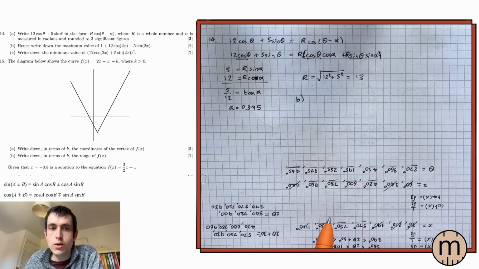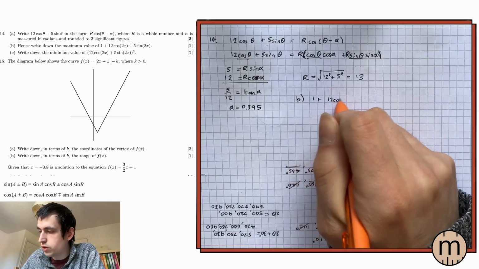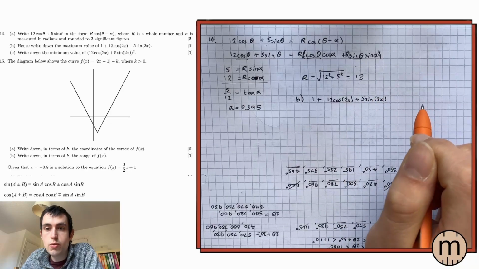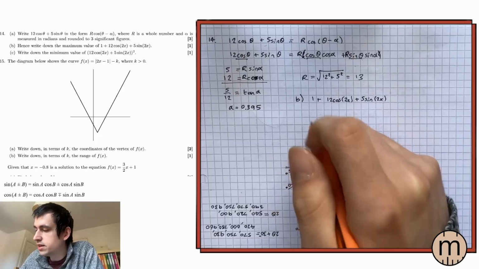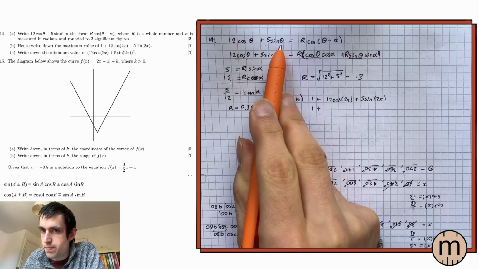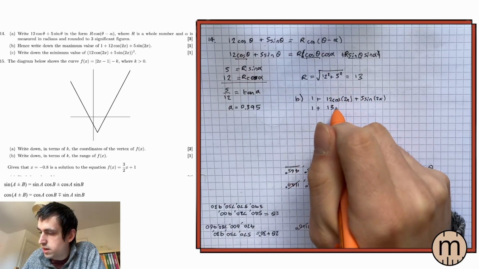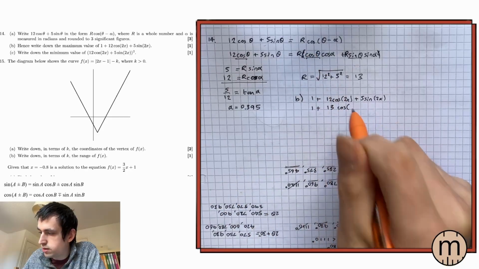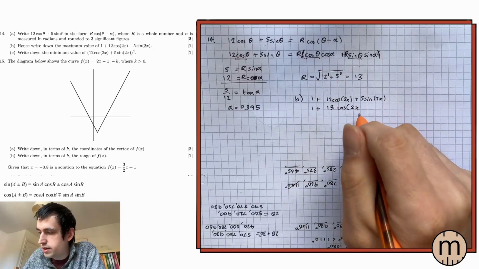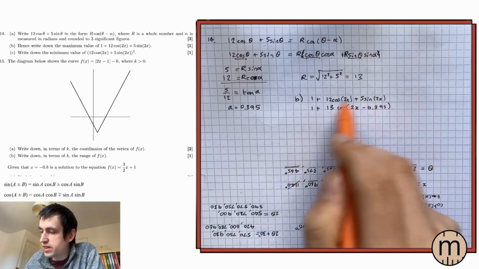So part B, we are told to hence write down the maximum value of 1 plus 12 cos 2x plus 5 sine 2x. It's only worth 1 mark, so there can't be too much difficulty in this. This thing looks suspiciously like this thing to me. It has r, which we know is 13. It has cos. Theta is not theta anymore, but it's 2x. And alpha is not going to change, 0.395. What's the maximum value of this thing?